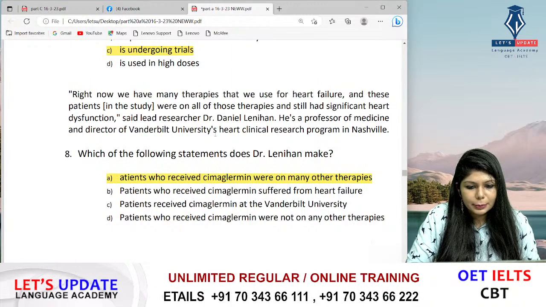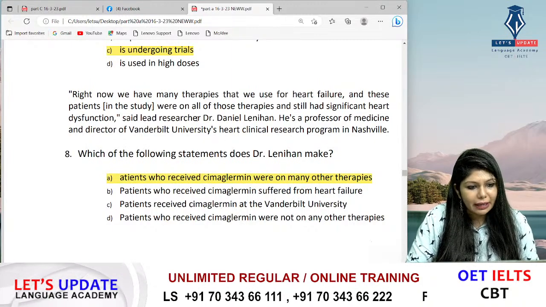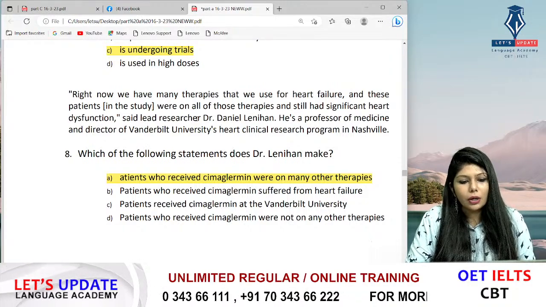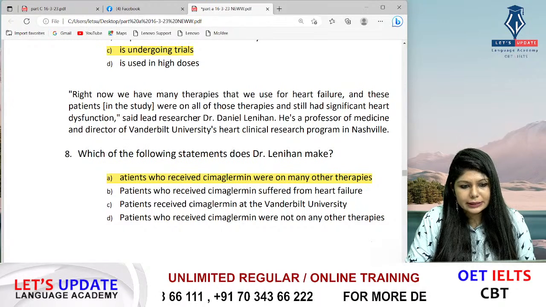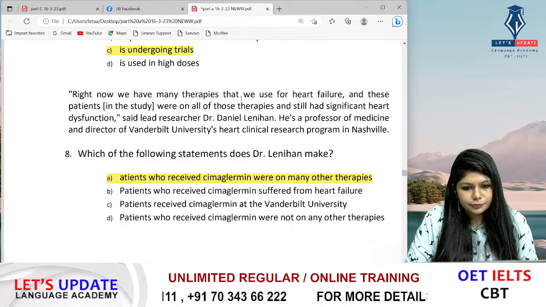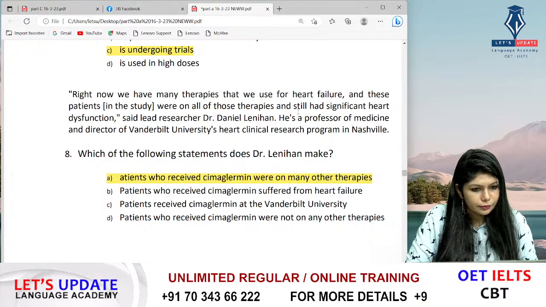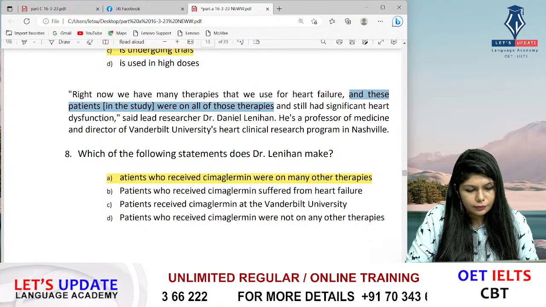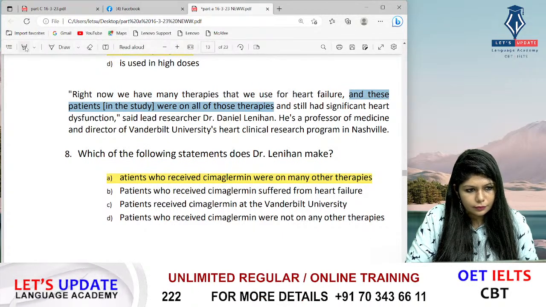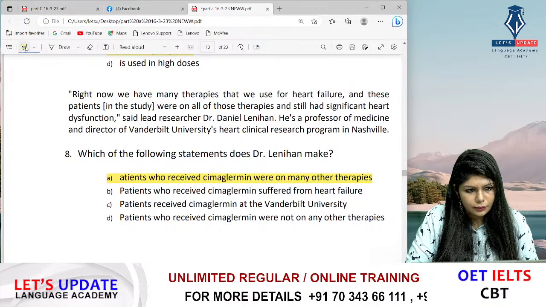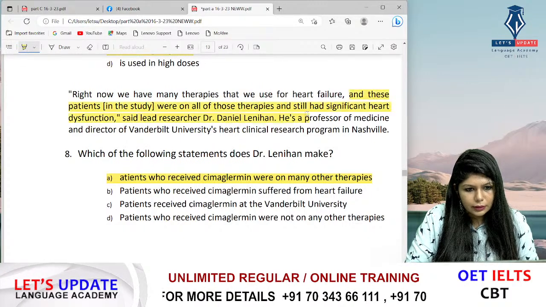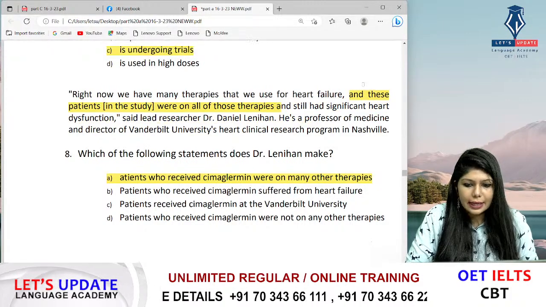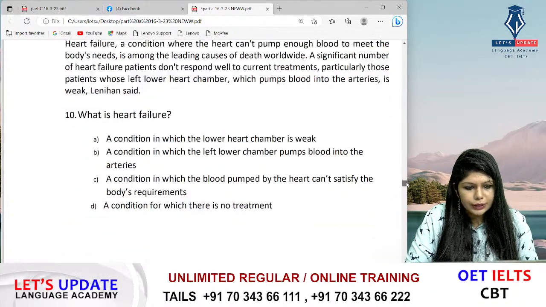And why is it A? Because it's mentioned in the paragraph that right now we have many therapies we use for heart failure, and these patients were on all of those therapies. And this is a line that will take you to this answer. So now moving on to the next question.